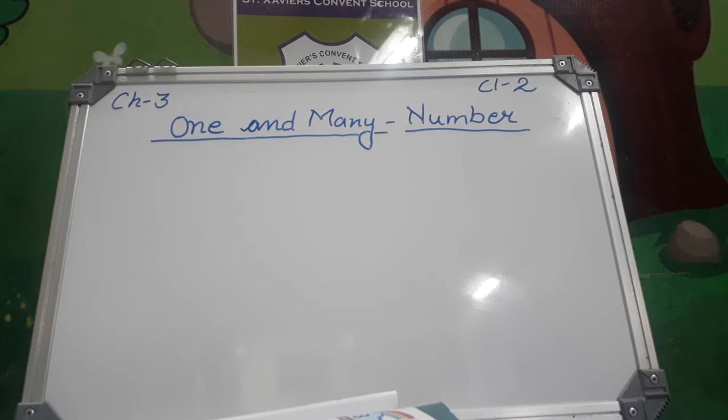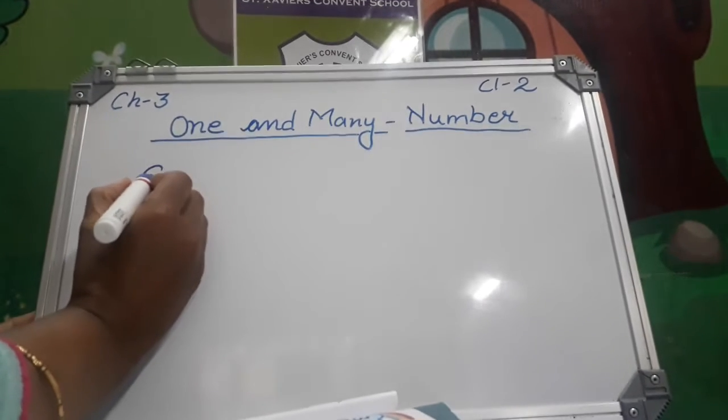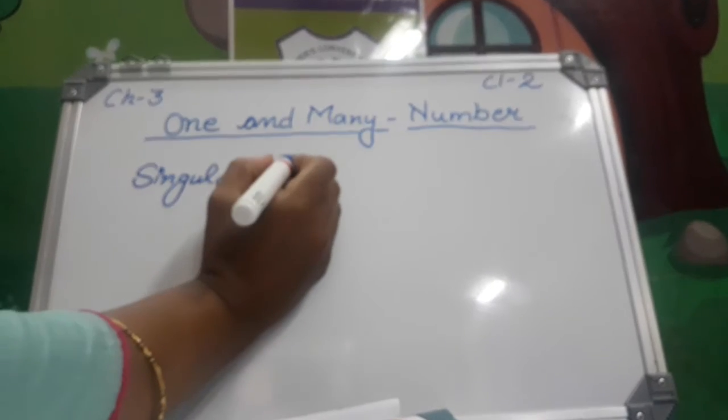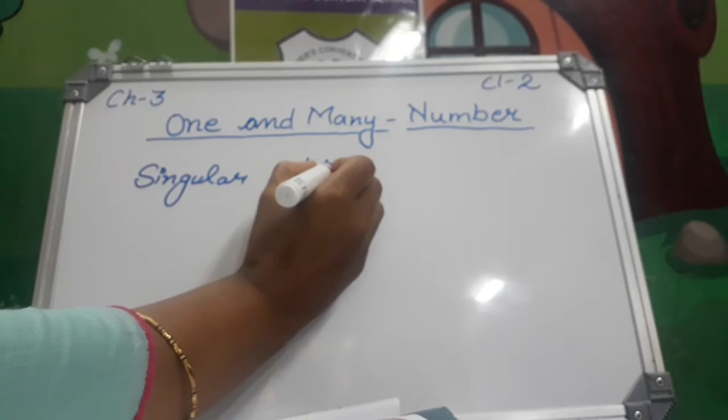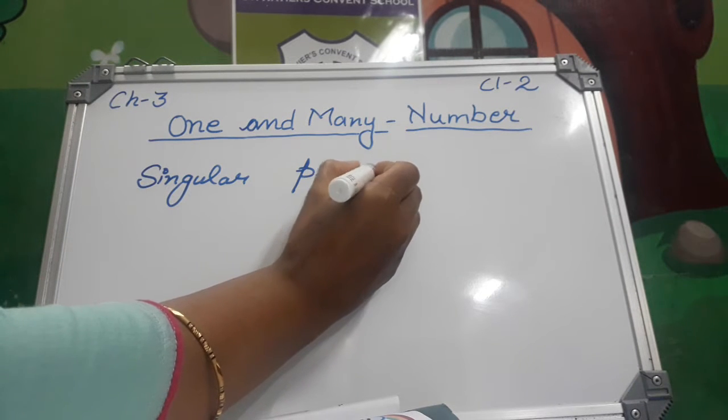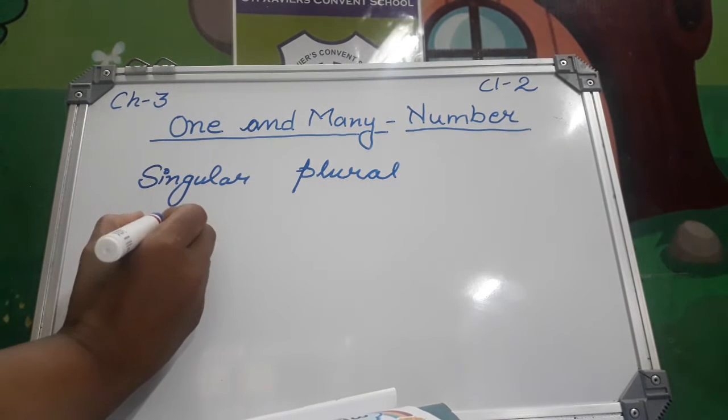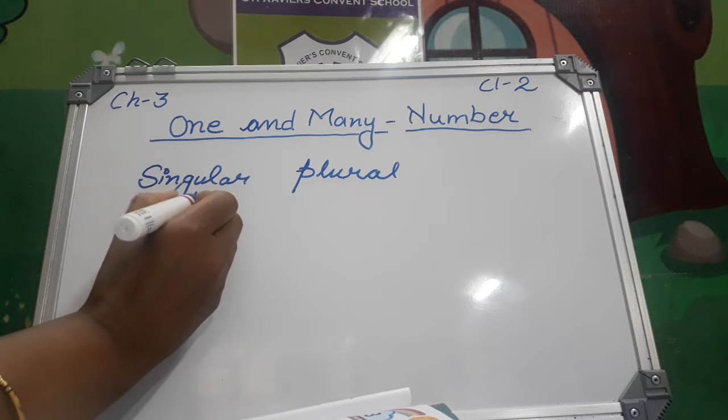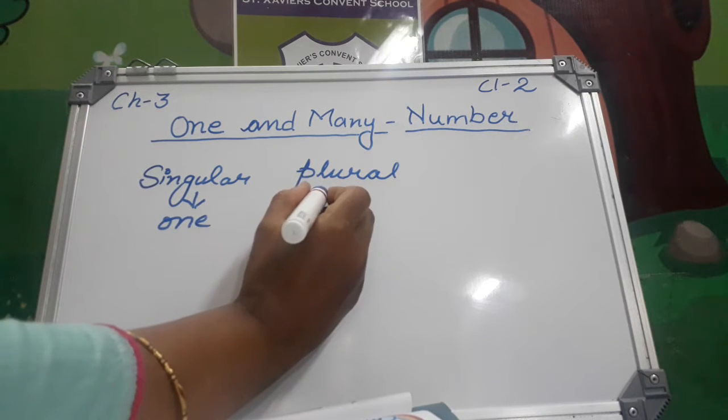Nouns are divided into two groups on the basis of numbers. What are the two groups? The two groups are singular and plural. Singular means one and plural means many.